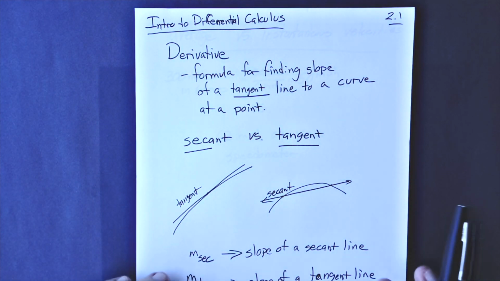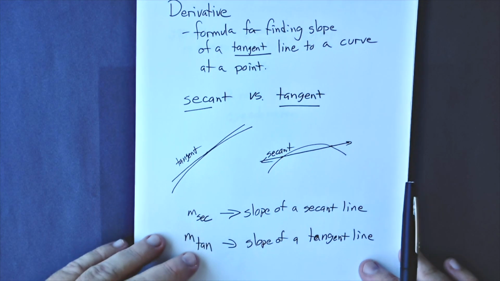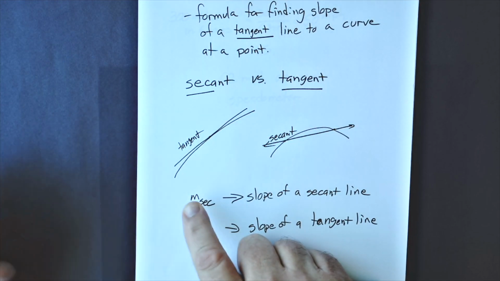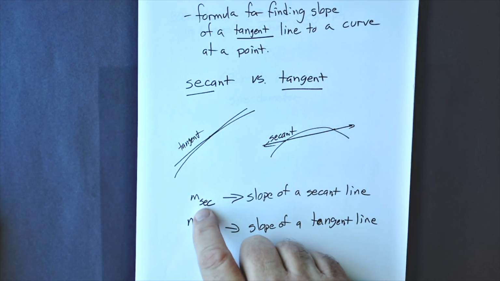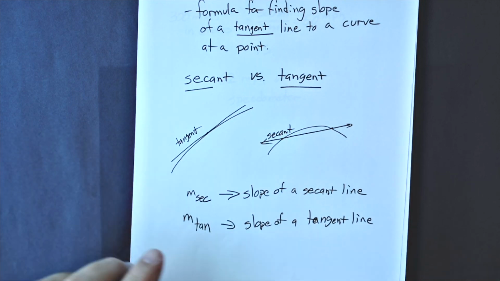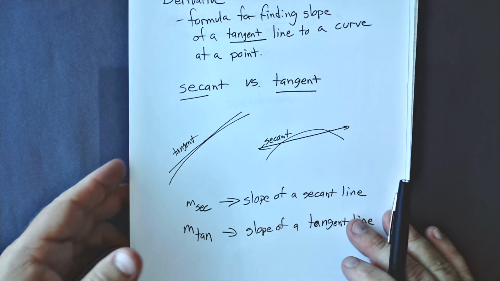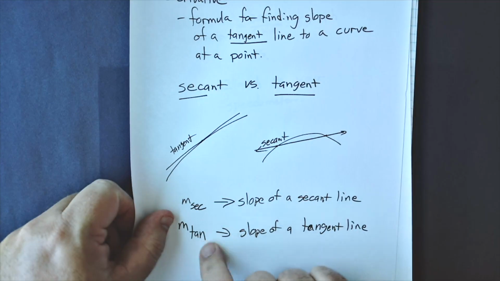Part of our notation is that, remember, y equals mx plus b, where m stands for slope. So when I put the subscript of sec, that means I'm talking about the slope of the secant line right here. If I put a subscript of tan, I'm talking about the slope of the tangent line to a curve. You'll see that frequently, so that's what we're talking about.